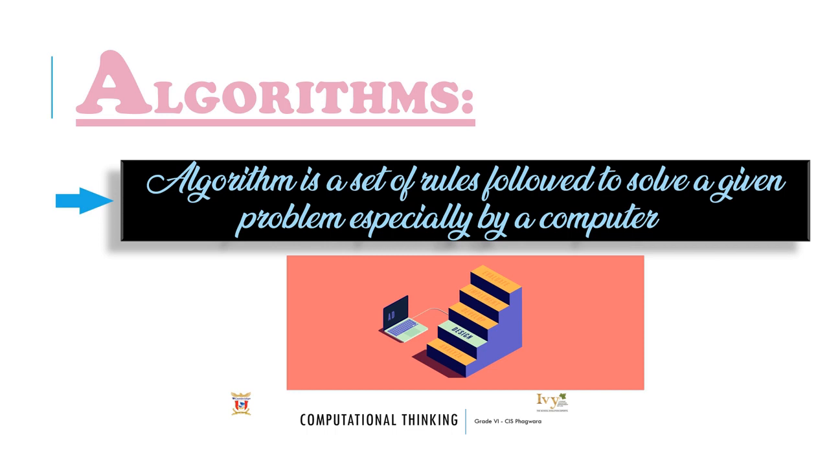Now the final step or the component here is algorithms. An algorithm is a set of rules followed to solve a given problem, especially by a computer. Now in algorithms, we give instructions to the computer on how to do a particular task. Let me explain this by giving an example.